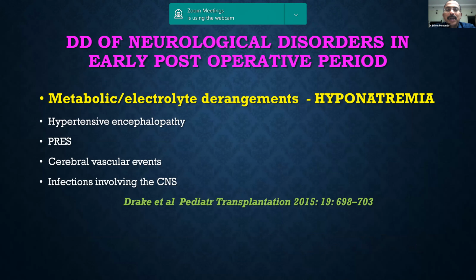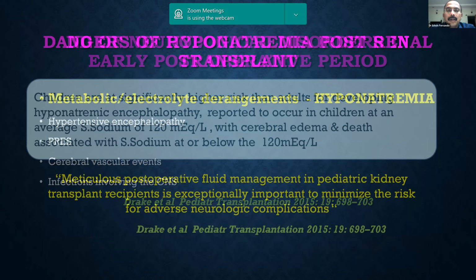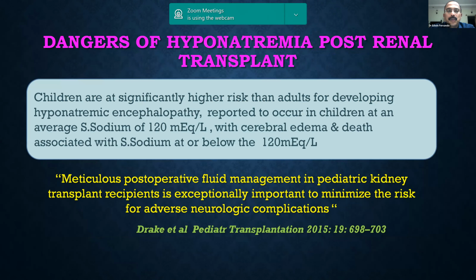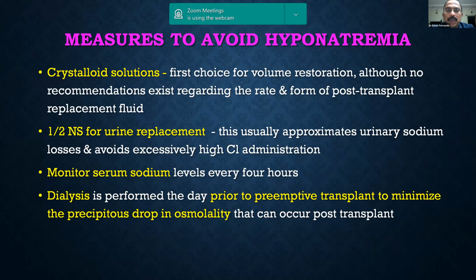And whenever there is a neurological disorder in the early post-transplant period, one has to definitely consider hyponatremia. Of course, we do consider hypertensive encephalopathy, PRES, CVAs, infections, etc. Especially in the pediatric age group, the dangers of hyponatremia post-renal transplant are too evident. Hyponatremic encephalopathy can happen in children at an average sodium of about 120 with cerebral edema and death. Meticulous postoperative fluid management, especially in pediatric kidney transplant recipients, is exceptionally important to minimize the risk of adverse neurological complications.